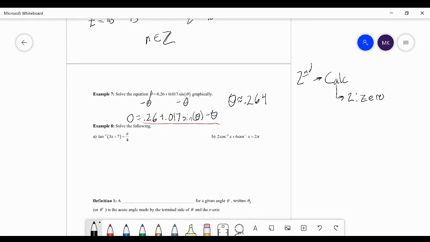If you are unfamiliar with using your graphing calculator to solve equations graphically or to find the zeros, I definitely recommend Googling. Just go to Google, whatever type of calculator you have. So if you have an 83, an 84, a TI-89, or you have a Casio, just Google solving equations graphically using a TI-84, or a blank, insert calculator name here.